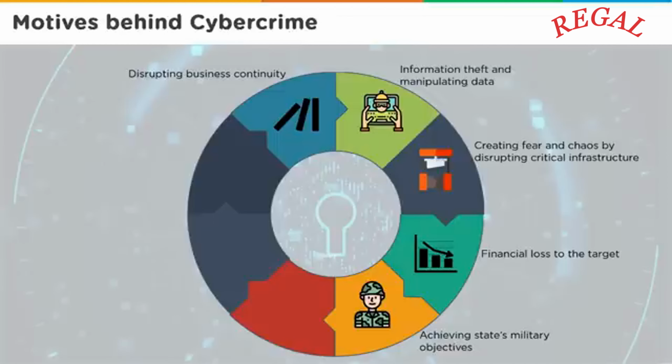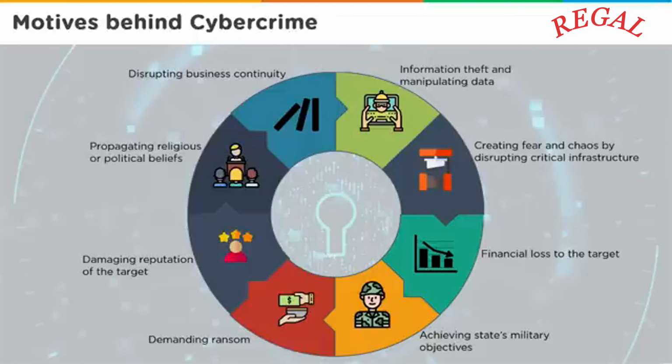Achieving states' military objectives: one country spying on another country, trying to gather information about their military intelligence, military activities, or any other activities that can harm the original country. Demanding ransom: hackers can encrypt your data and then demand a ransom from you in lieu of decrypting the data again. Damaging the reputation of a target: impersonating a user on social media platforms, making false statements, thus damaging the reputation of that person. And propagating religious or political beliefs: religious fanatics promoting whatever cultures they want to promote, trying to gain more followers, thus bringing more unrest to the world. Any of these could become motives for cybercrime.